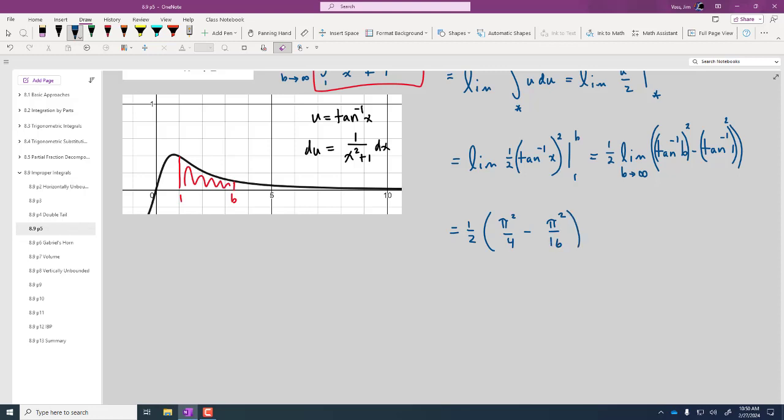So we have all that. And then we're going to have 1/2 multiplied by a common denominator of 16. So we have 4 pi squared minus 1 pi squared, which is 3 pi squared, divided by 16. And so we'll end up with 3 over 32 times pi squared.